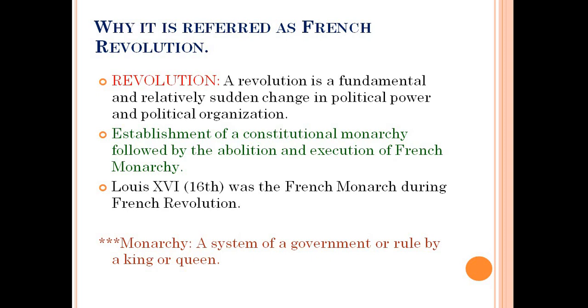At the time of the French Revolution, the French monarch was Louis XVI. Clear? At the same time, let's see what monarchy is all about. The definition of monarchy is a system of government or rule by a king or queen. Clear? Okay, so hopefully it is clear why it is referred to as the French Revolution. Now let's move to the next part.